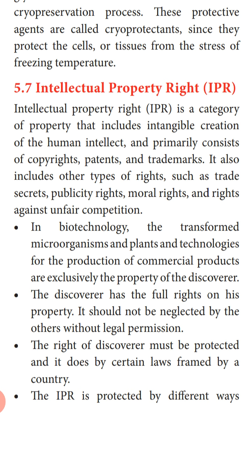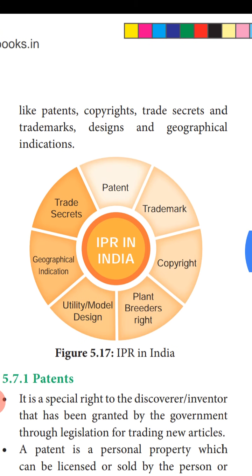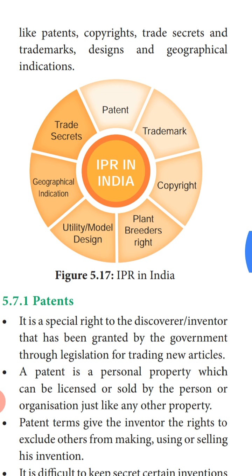The right of the discoverer must be protected, and this is done by certain laws framed by a country. So here the discoverer's research work can be protected by the laws framed by the government of that country. IPR is protected in different ways: through patents, copyrights, trade secrets, trademarks, designs, and geographical indications. So here we are going to study in detail about the patents now.